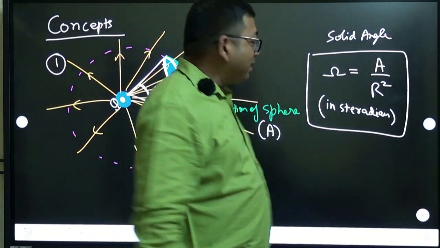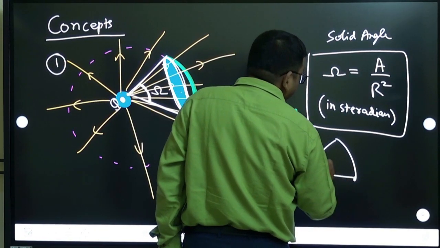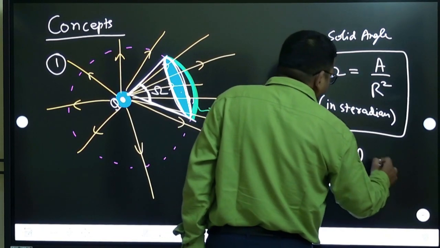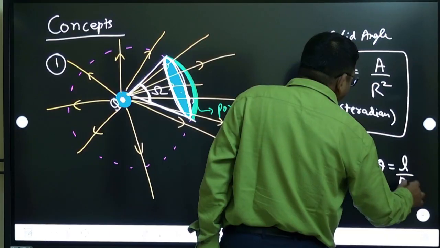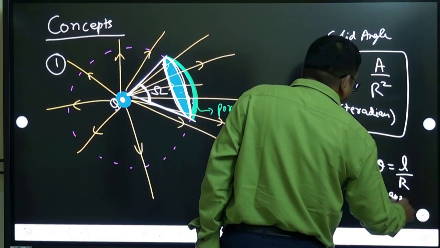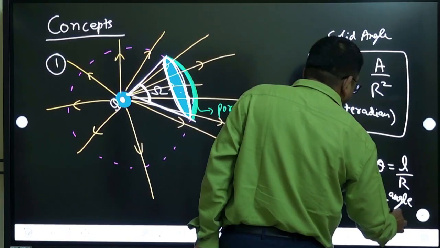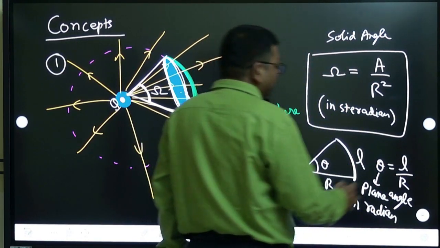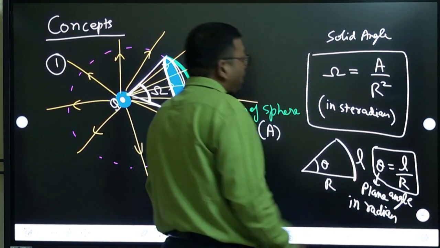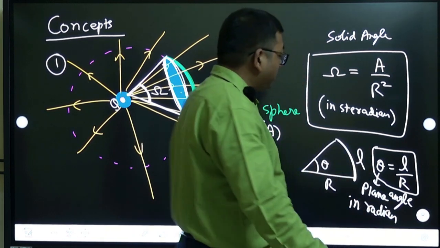It's like plane angle. How do you define plane angle? This is a circular arc. This is theta, this is the arc length, and this is the radius. So theta is equal to arc length by radius. This is the plane angle in radian. Correct. And this is the solid angle in steradian. Steradian is the unit of solid angle.